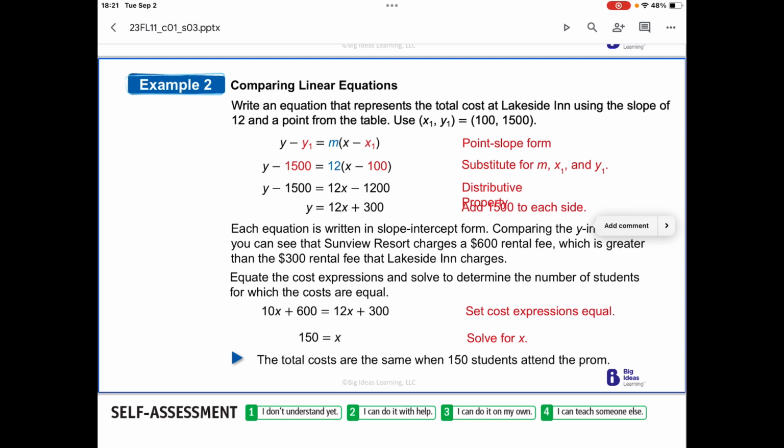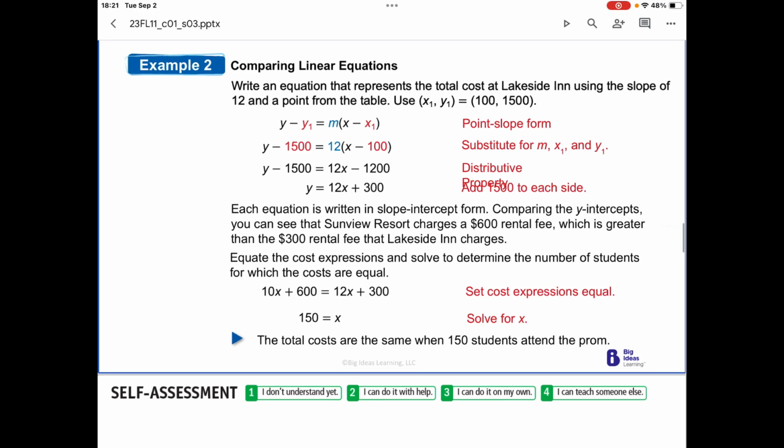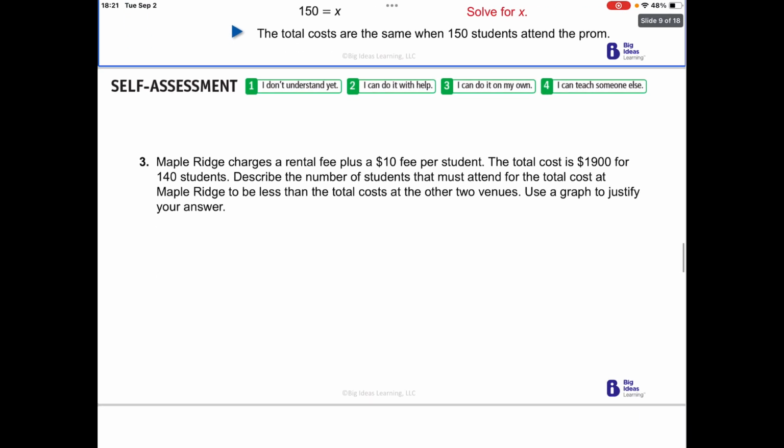So, and I wanted to show this because it does kind of tag into this third place, this Maple Ridge. So Maple Ridge charges a rental fee plus a $10 fee per student. So not great. The total cost is $1,900 for 140 students. Describe the number of students that must attend for the total cost at Maple Ridge to be less than the total amount at the other two venues. Use a graph to justify your answer.